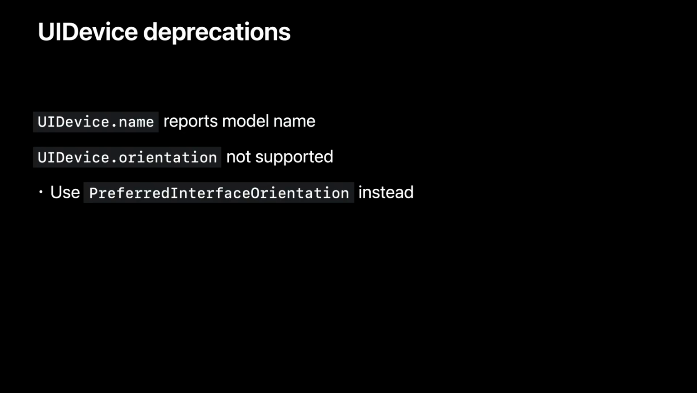There are a couple of small but important changes that you should be aware of. To prevent users from being fingerprinted, UIDevice name now reports the model name rather than the user's custom device name. Using the customized name now requires getting an entitlement. Setting UIDevice orientation is no longer supported. Instead, use UIViewController APIs, such as preferredInterfaceOrientation, to express the intended orientation of your interface.